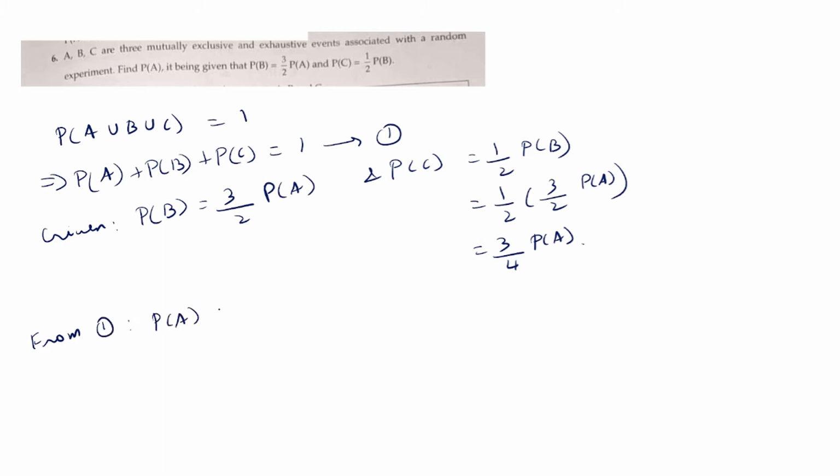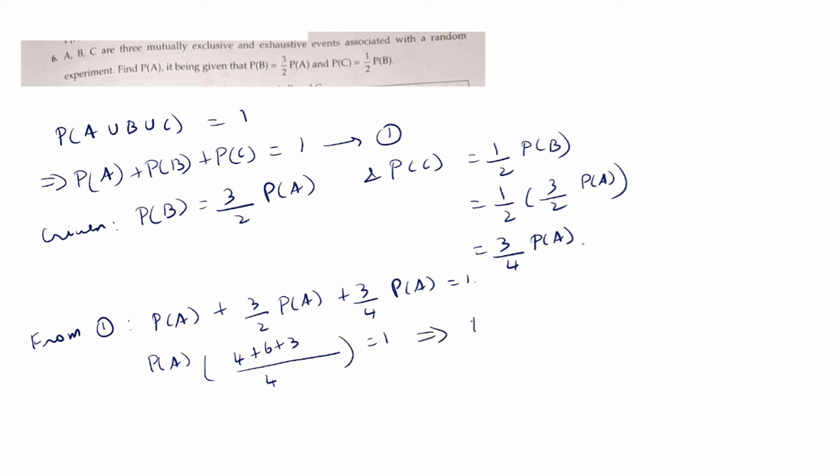We have P of A plus P of B is 3 by 2 P of A plus 3 by 4 P of A. It is equal to 1. So P of A is common, we can take it outside. LCM is 4. So we have 4 plus 6 plus 3 equal to 1. This implies probability of A into 13 by 4 equal to 1, or probability of A equal to 4 by 13. So we are asked to find P of A, it is 4 by 13.